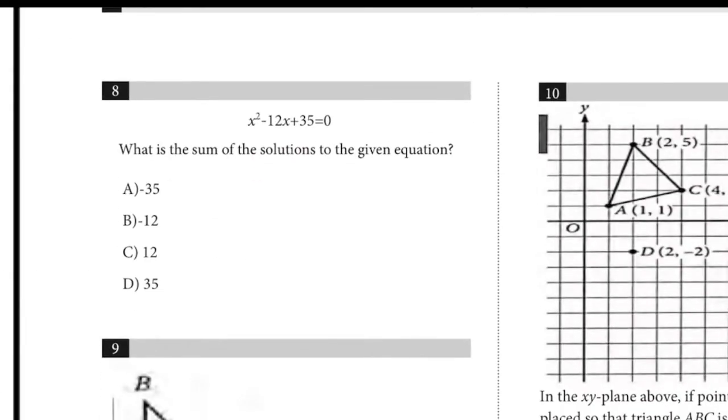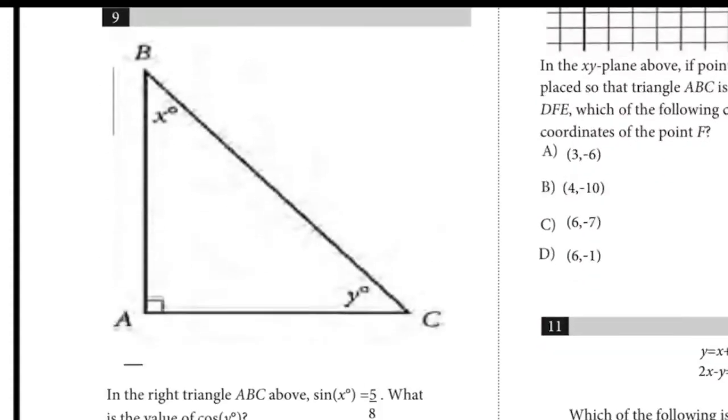Question 8. What is the sum of the solutions to the given equation? This is easy. To find the sum, it's negative b over a. So negative 1 multiplied by negative 12 over 1, so that's just 12.